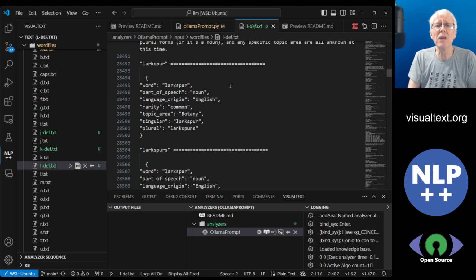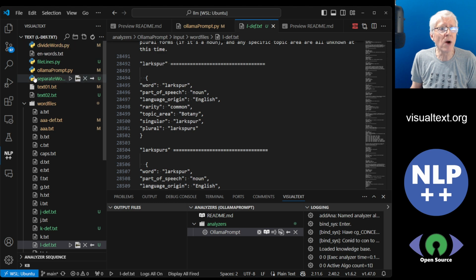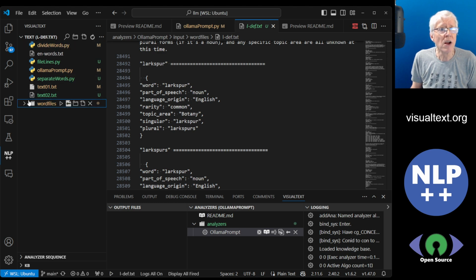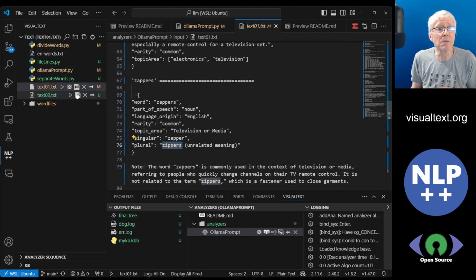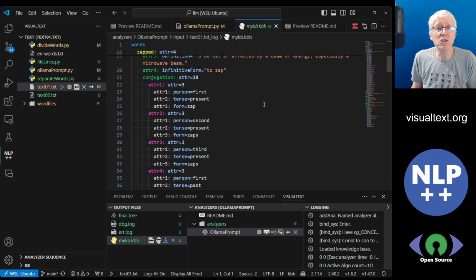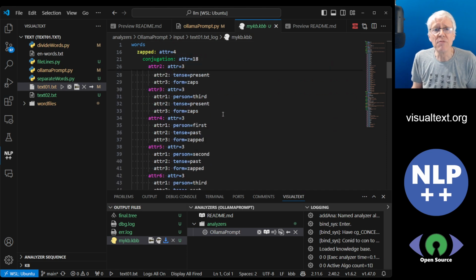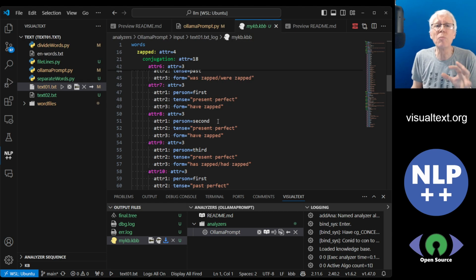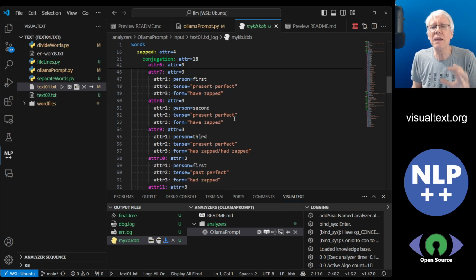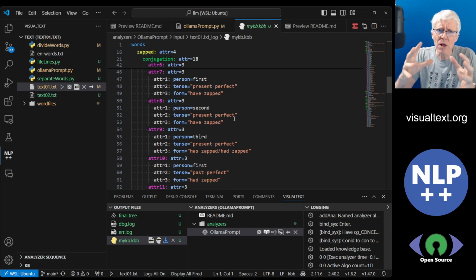This is what we are getting back from Llama or ChatGPT. Most of the time it's right. Once in a while it gets it wrong. We have a way of correcting that. But once we get this information, we can process it in our NLP++ system, and we can build knowledge about those words. And that knowledge, if it's wrong, we can correct it if we find there's something wrong, and it'll be here. It's not going to be hidden in the large language model.